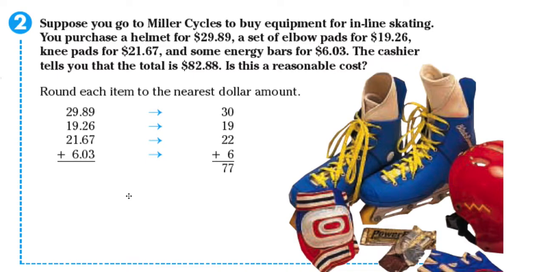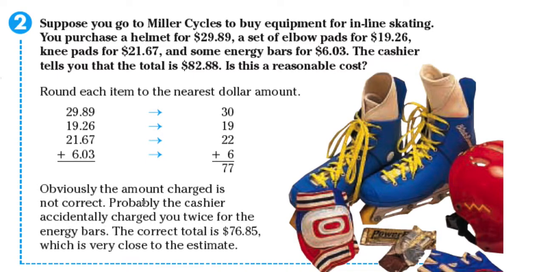77. Okay, so in this case, obviously the amount charged is not correct. Probably the cashier accidentally charged you twice for the energy bars. The correct total is $76.85, which is very close to the estimate. So by just using estimation, you can already tell that the cashier probably made a mistake in his total.